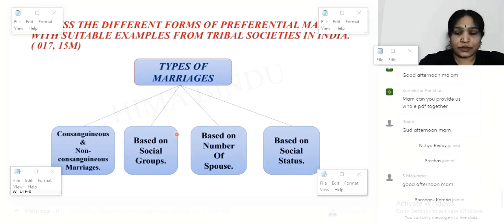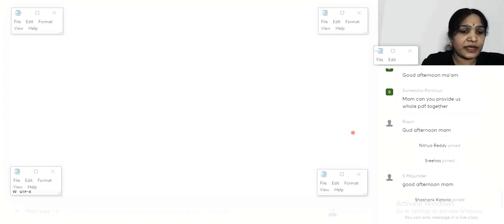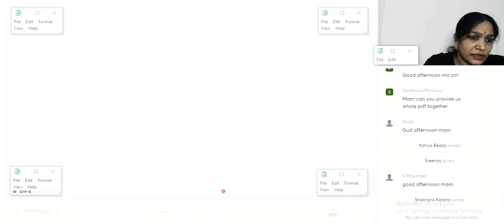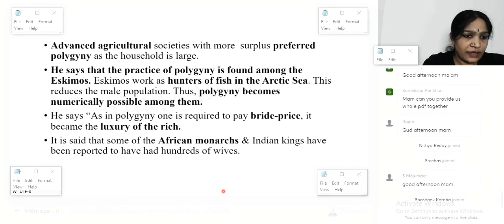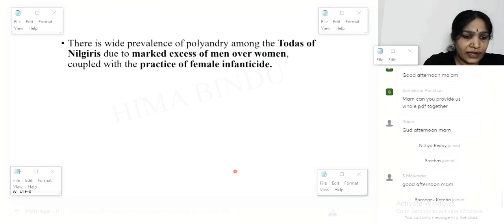Okay, fine. Now, types of marriages based on social status. Let us see that marriage. Based on social status, we have a few types of marriages. Let us see what they are.